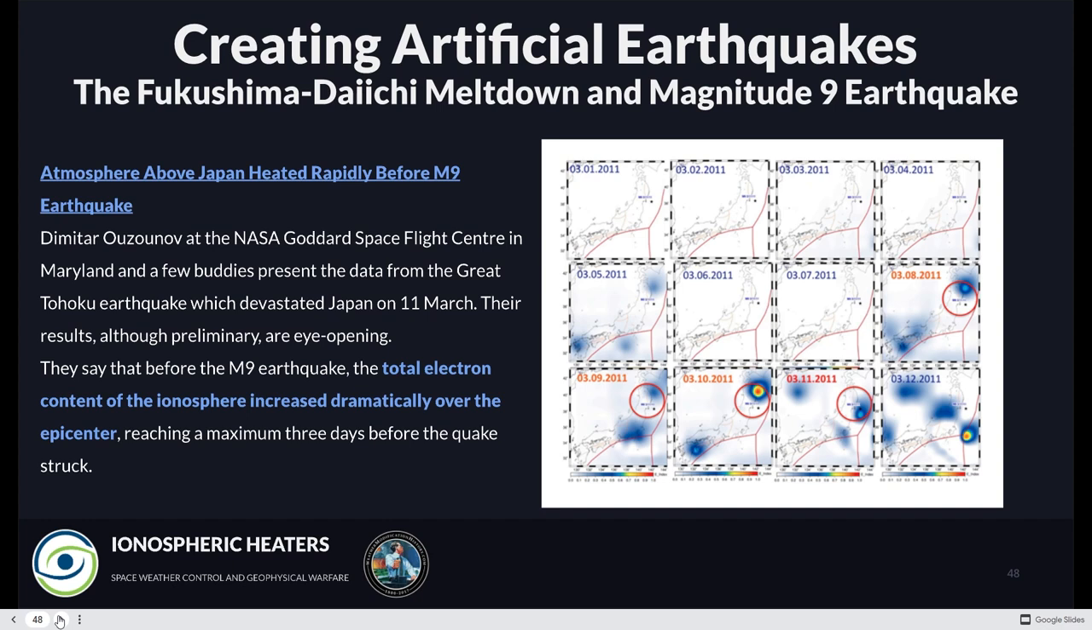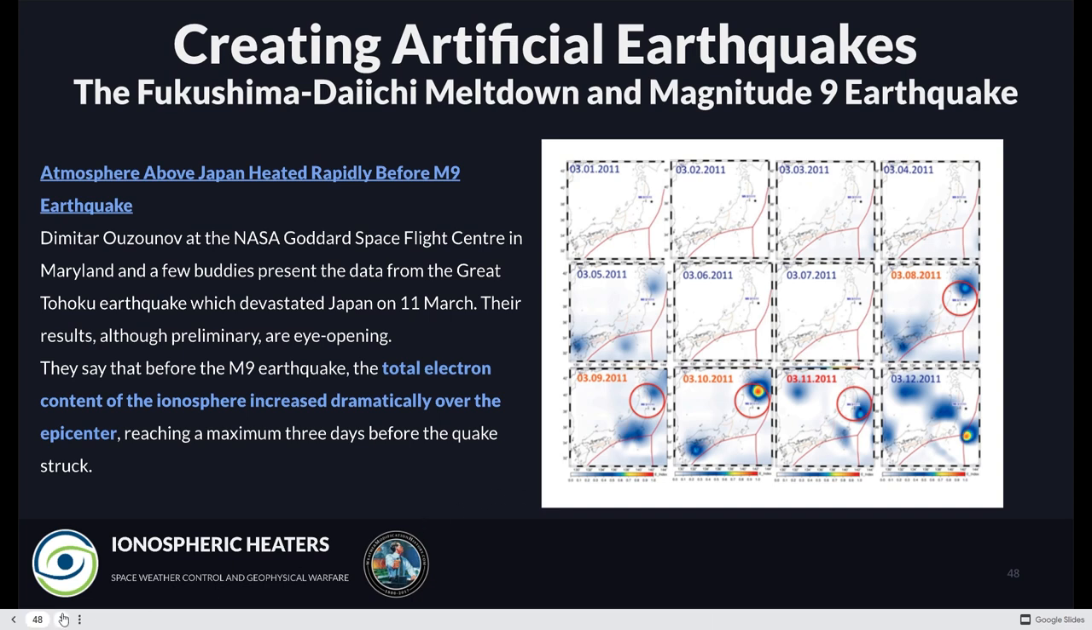They say that before the magnitude 9 earthquake, the total electron content of the ionosphere increased dramatically over the epicenter, reaching a maximum 3 days before the quake struck. So they noticed that the ionosphere and the total electron count above the epicenter rose significantly days before, and you can already see it here on the 8th. Big blue circle right here. And then it's getting bigger on the 9th, and on the 10th, we're reaching red levels. I mean, that's pretty high, extreme total electron content. And then we have the release on 03/11/2011, followed by the aftershocks, and again, red circles.